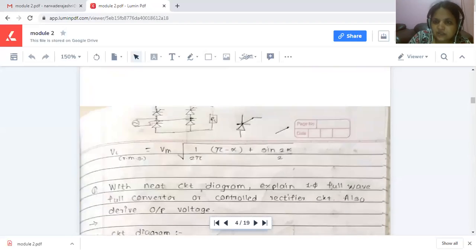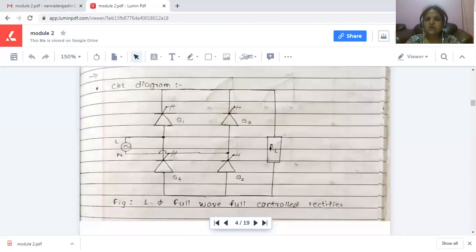In this question also they will ask to derive the output voltage equation. In the previous lecture we saw the derivation of the output voltage for the DC value as well as the RMS value. The same derivation will also apply to this question, that is the single phase full wave full converter. So this is the circuit of the single phase full wave full control rectifier.